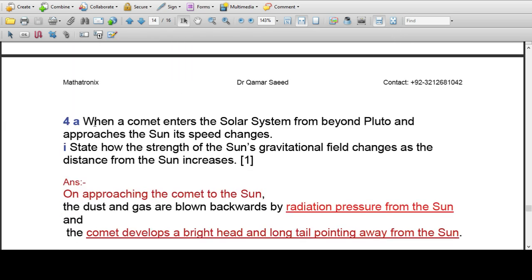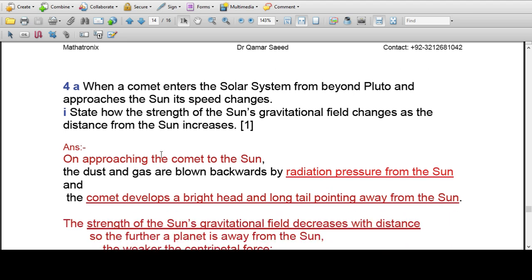Question number 4, part A. When a comet enters the solar system from beyond Pluto and approaches the sun, its speed changes. State how the strength of the sun's gravitational field changes as the distance from the sun increases. On approaching the sun, the dust and gas of the comet are blown backward by radiation pressure from the sun, and the comet develops a bright head and a long tail pointing away from the sun.